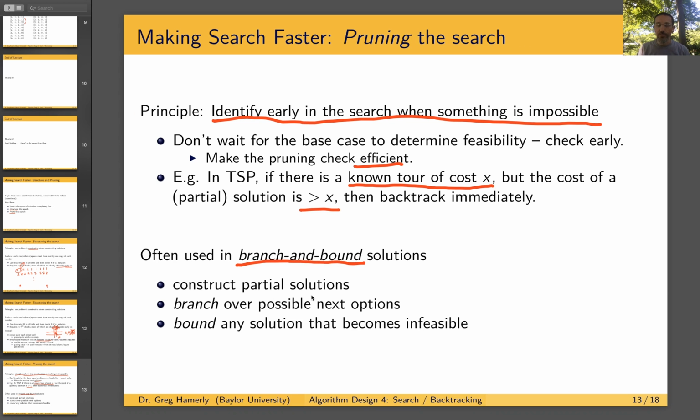We're constructing partial solutions, going vertex to vertex in TSP, and we branch over possible next options, saying from this vertex I could go here or here or here in my next step for this path. And then if I ever find that the current path cost exceeds some already known cost, then I bound any solution that gets beyond that cost.